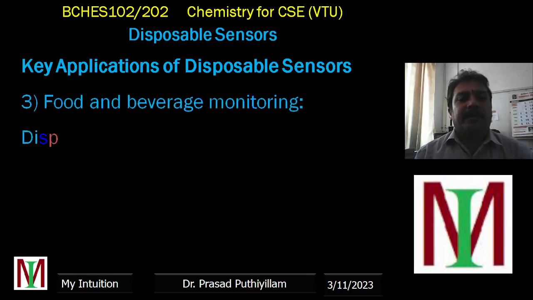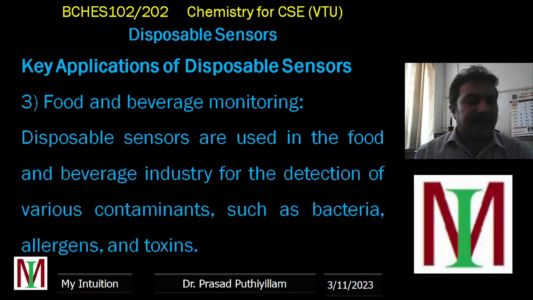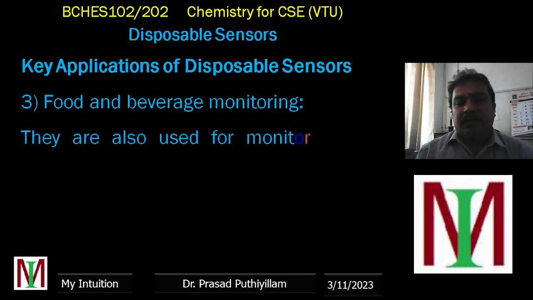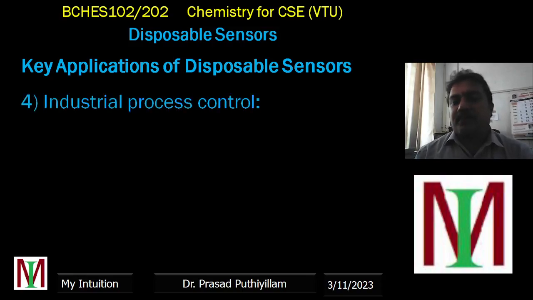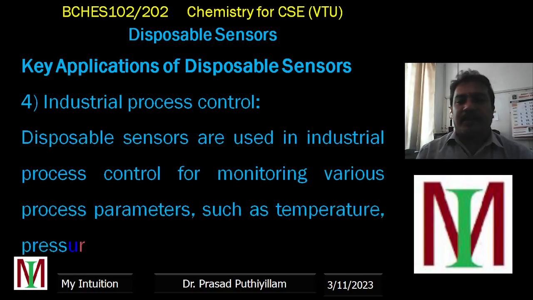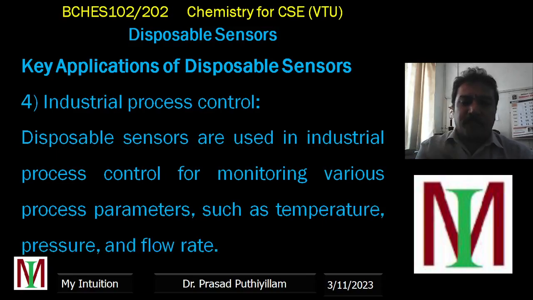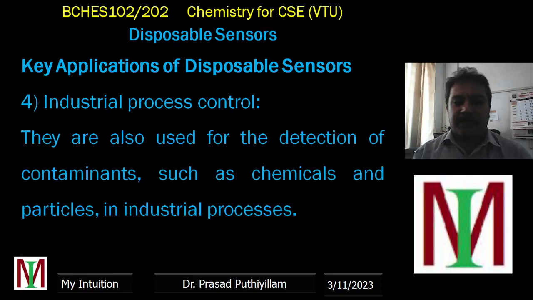Food and beverage monitoring. Disposable sensors are used in the food and beverage industry for the detection of various contaminants such as bacteria, allergens and toxins. They are also used for monitoring food quality parameters, such as pH, moisture and the sugar content. Industrial process control. There are many industrial processes handling enzymes or food material or whatever it may be. They come under industrial process control to monitor many parameters such as the temperature, pressure, flow rate, which will affect the industrial production. There we can use disposable sensors. They are also used to detect the presence of contaminants or any other chemicals or particles during the process.